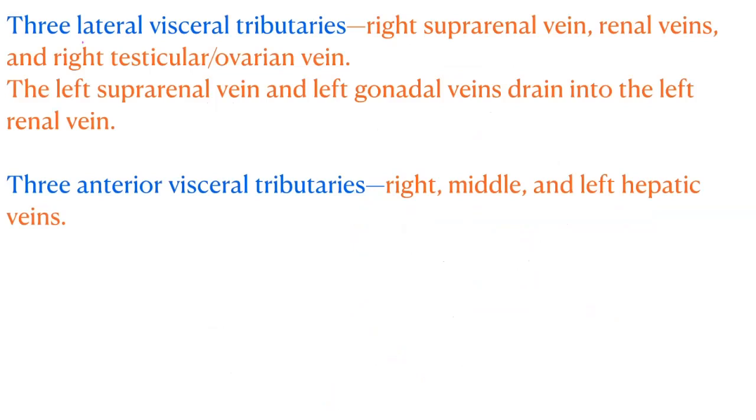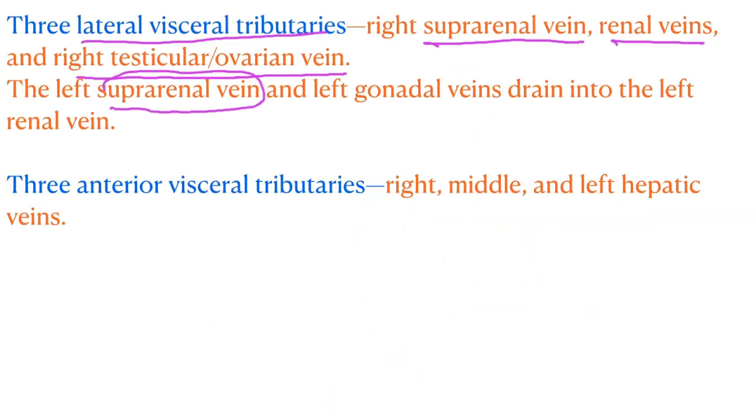The lateral visceral tributaries are the right suprarenal vein, renal vein, and right testicular or ovarian vein. The left suprarenal vein and left gonadal vein drain into the left renal vein. So the left renal vein, right suprarenal vein, renal vein, and gonadal vein drain into the inferior vena cava, whereas the left gonadal vein and suprarenal vein drain into the left renal vein.